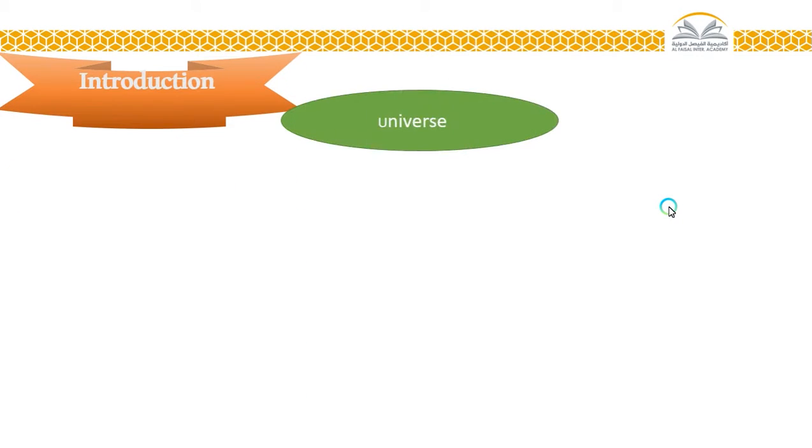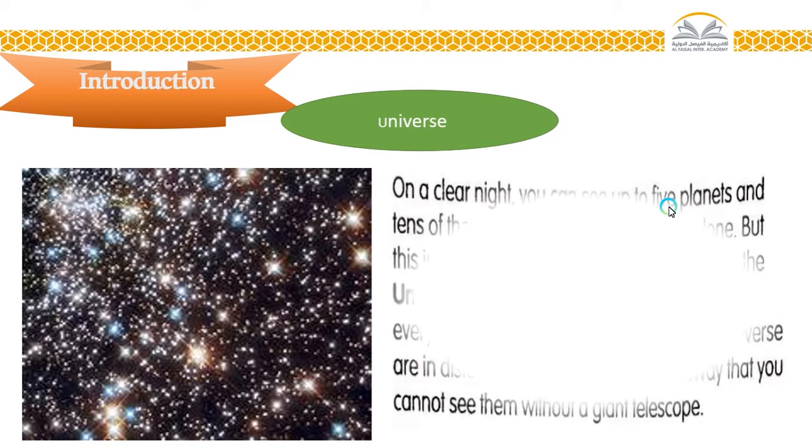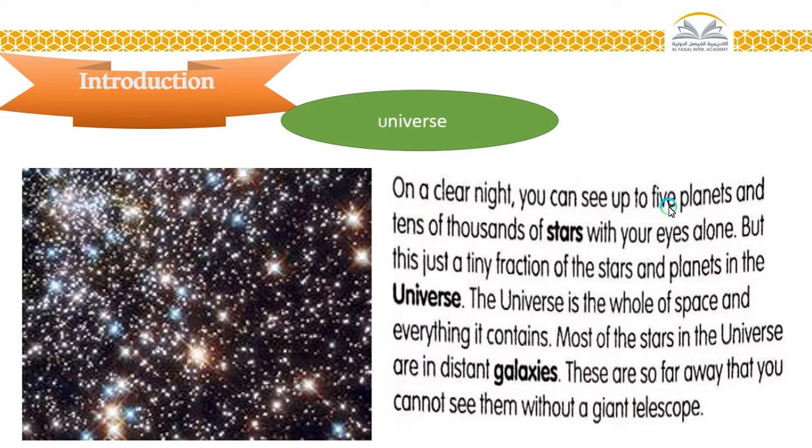Starting with the introduction now. The universe is formed by what? It's formed by many billions of galaxies and many billions of stars. There are more than 10,000 stars that we can see with our eyes. All of this we can find inside the universe. We also have the galaxies. The galaxies are so far away that you cannot see them without a giant telescope. The stars we can see; the galaxies we cannot see except with a telescope.